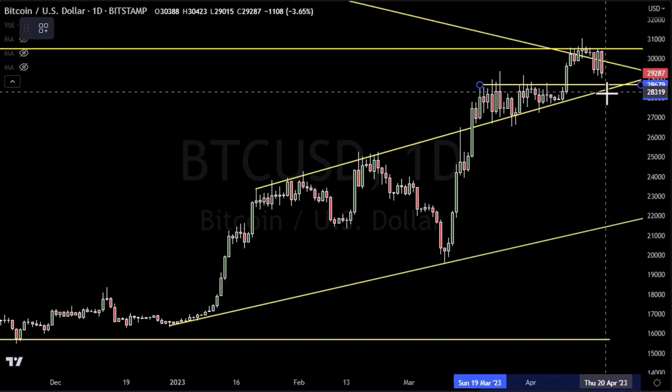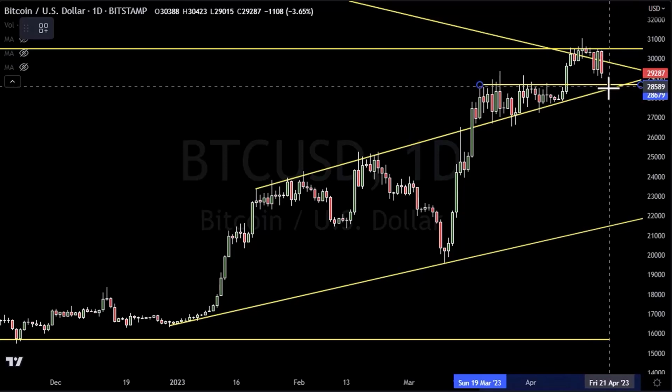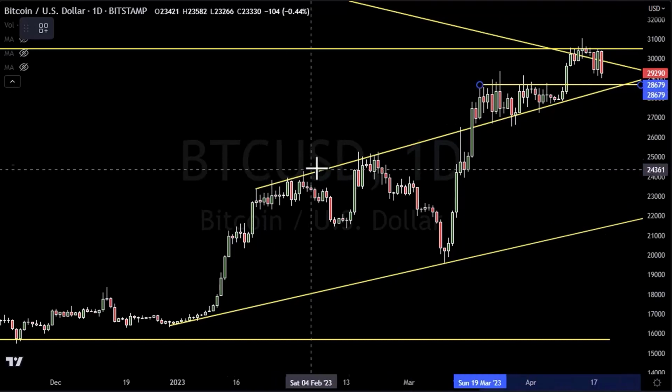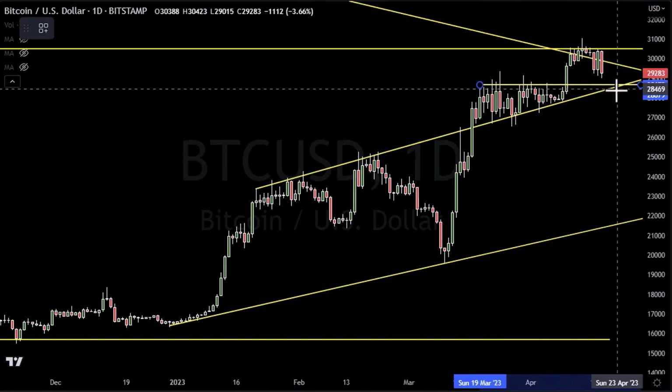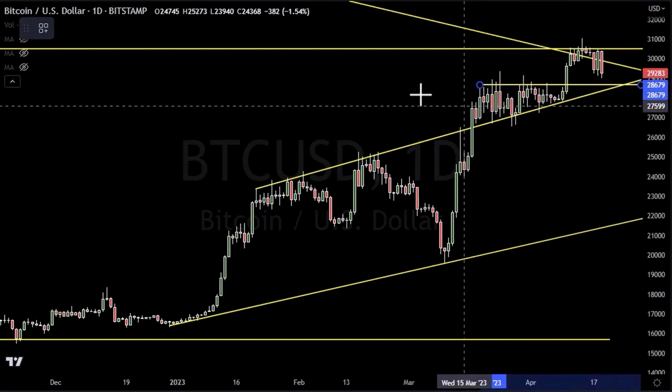But the bottom line is, on the downside, the 28,700 area here now becomes the big level. This is a big level, not just because of this longer-term trend line I found, but also because it's a flat top convergence of those two levels.